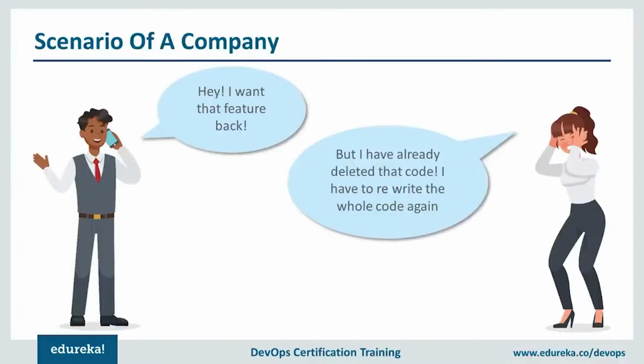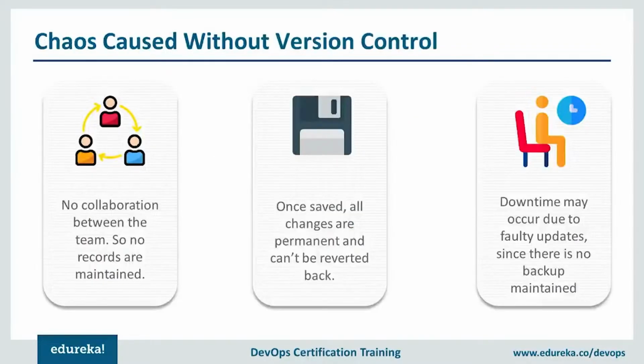But before I tell you what exactly a version control system is, let me show you the chaos caused without it. Well, without a version control system, there was no collaboration between the team. So basically, there were no records maintained. Nobody knew who made the changes, where the change was made, and when it was made. So the team of developers working on a particular system made their changes by themselves.